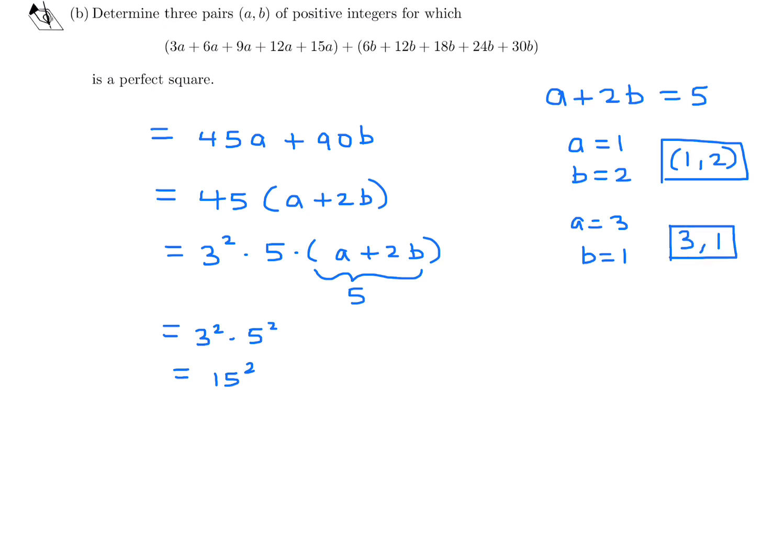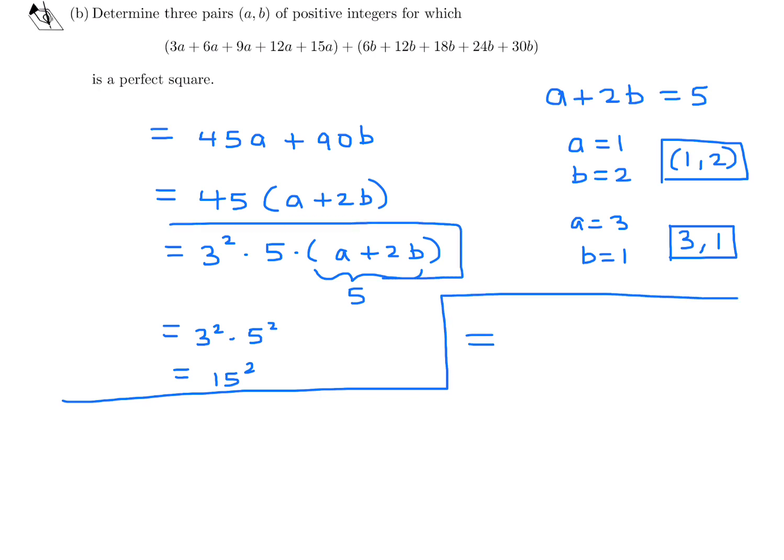But they want 3. Okay, well, 1, 2, and 3, 1 are definitely pairs, but they want one more. Okay, if they want one more, then I've got to go back to the drawing board and look at this a little bit differently. In particular, this equation. So I'm going back to 3 squared times 5 times a plus 2b. Well, there's many ways at this point to get the third pair. Any way you'd like to do this is fine. Let's just make it easy.